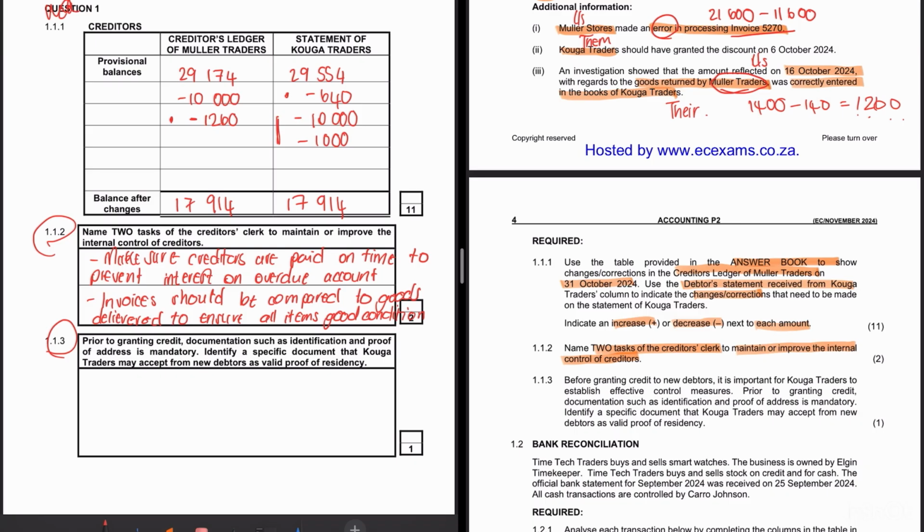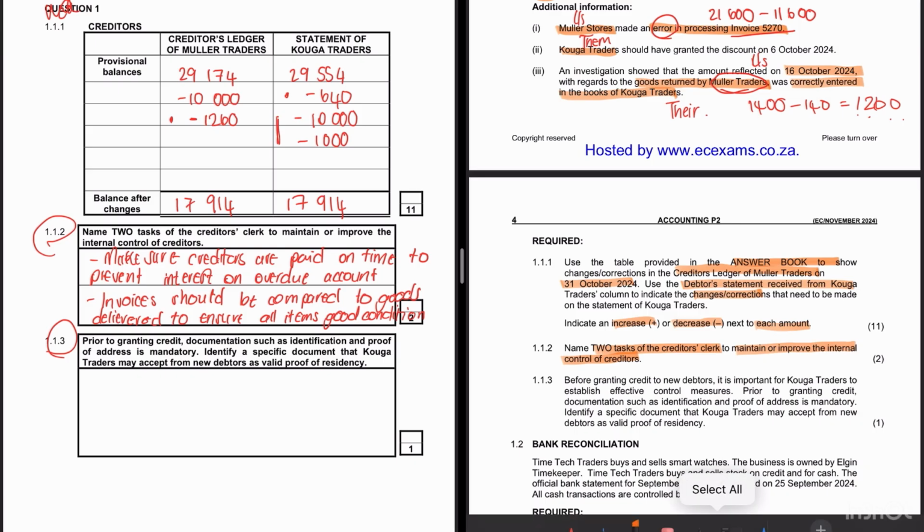So we have then got before granting credit to new debtors, it is important for them, our supplier, to establish an effective control measure prior to granting credit. So it's no longer from our perspective, now it's from our supplier's perspective. Okay, prior to granting credit, documentation such as identification and proof of address is mandatory. Identify specific documentation that the supplier may accept from new debtors as a valid proof of residency.